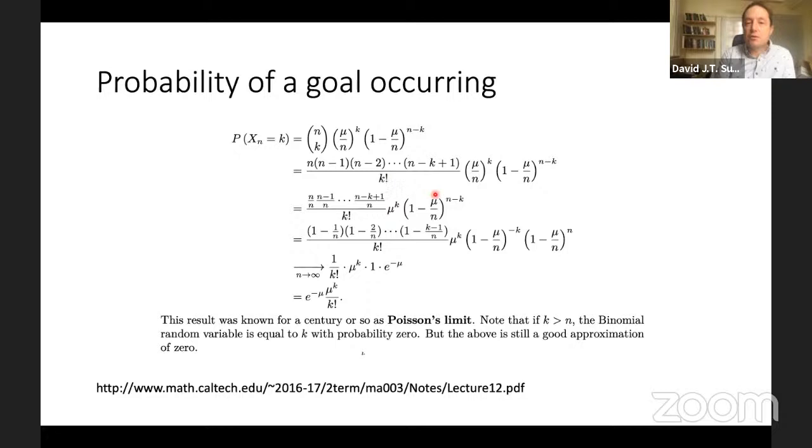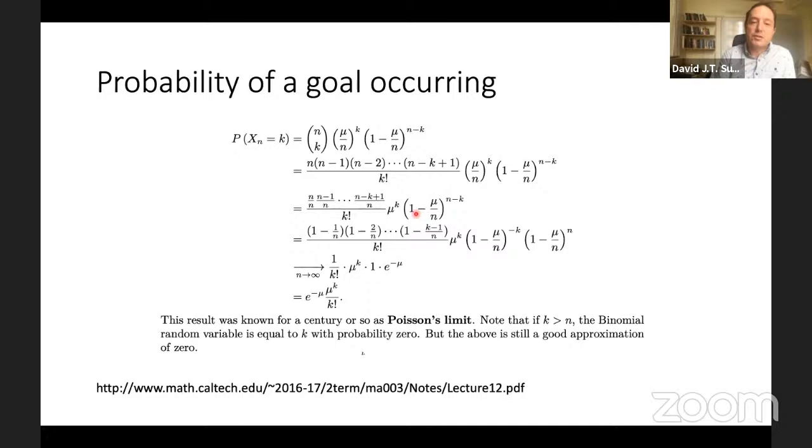We have the mean mu here, which is 2.7 in our case. N is our number of boxes. But again, this is just the same form, so this is just a simplification here. Then what we can do is take this n to the power of k, and divide through all of these terms by n. We've got a k factorial on the bottom. We've got mu to the power of k, and we've got this thing over here, 1 minus mu over n, that's just to the power of n minus k. That's the same thing as we had before.